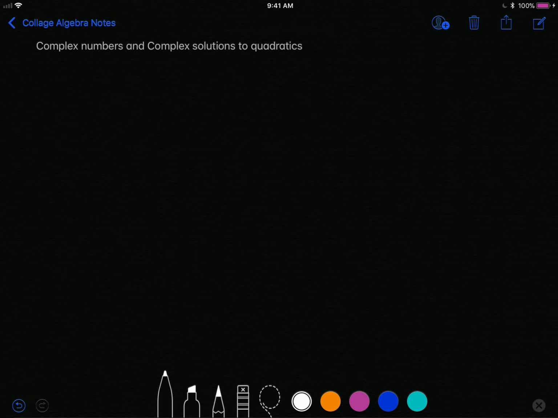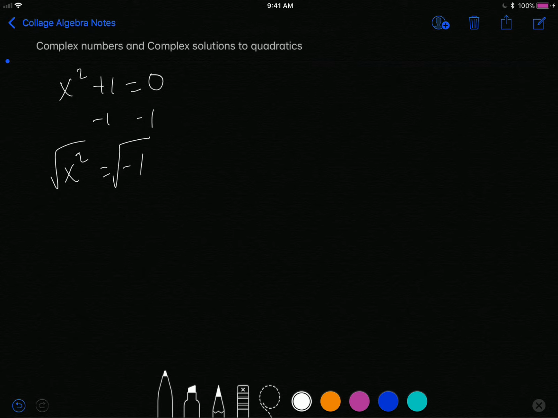The imaginary number is the solution to the equation x squared plus 1 equals 0. If you try to solve this problem, you get that x squared is equal to negative 1, which hopefully you already know that any number squared cannot be negative. So I tried to take the square root, and there is no answer.